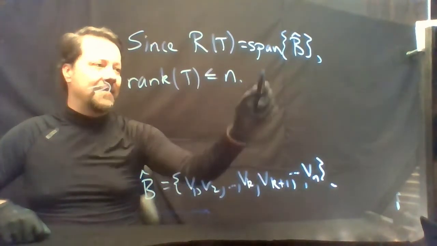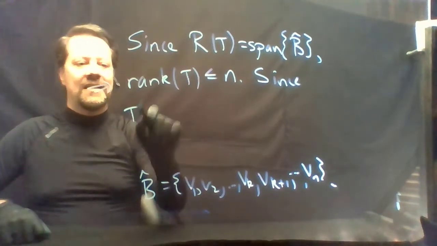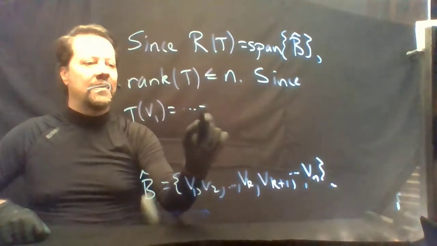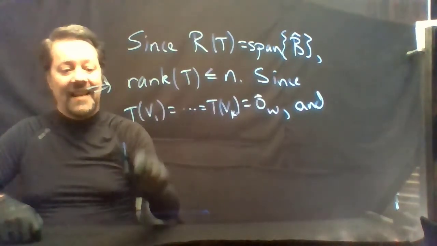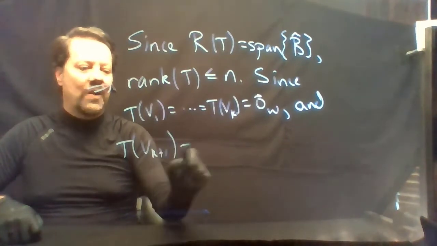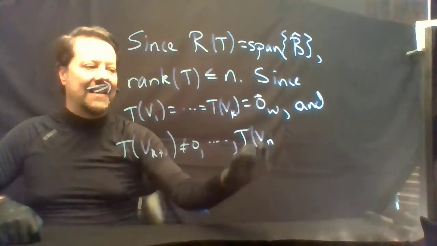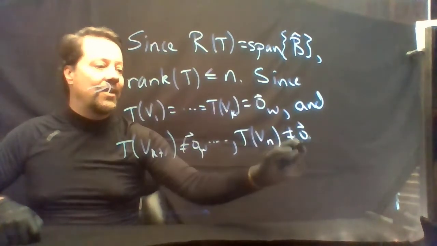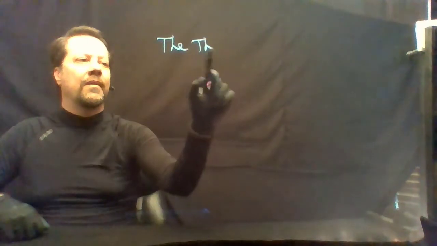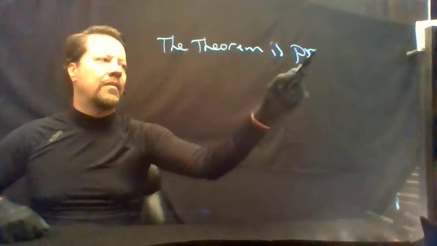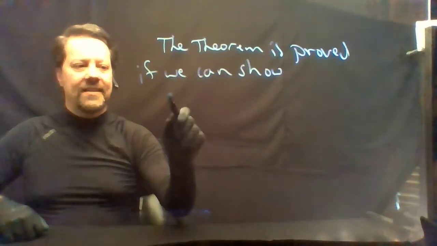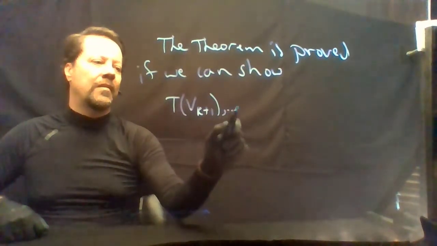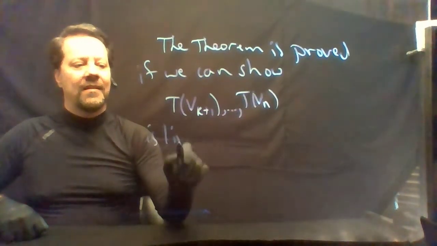In fact, we can do better than that. Since T of V1 all the way down to T of Vk is the 0 in W, and T of Vk+1 through T of Vn are not 0, the 0 in the codomain space. The theorem will be proved if we can show that the set T of Vk+1 through T of Vn is linearly independent.